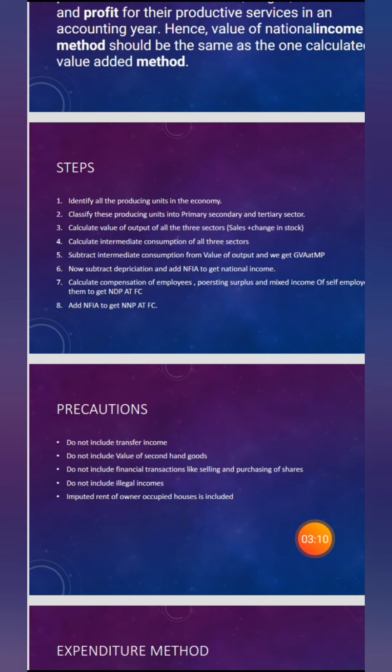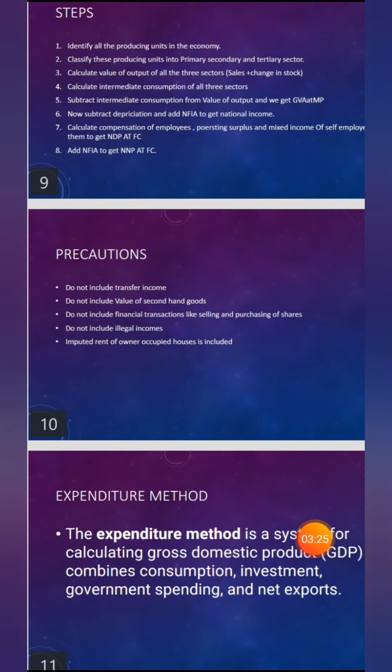Precaution: do not include transfer income, do not include value of second hand goods, do not include financial transactions like selling and purchasing of shares, do not include illegal incomes. Imputed rent of owner occupied houses is included.